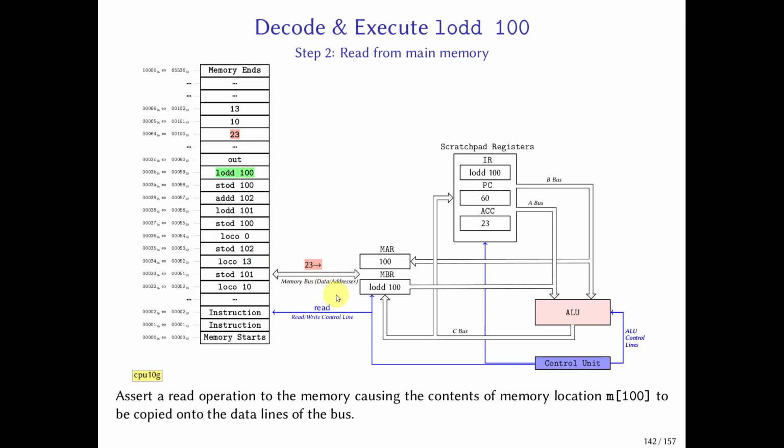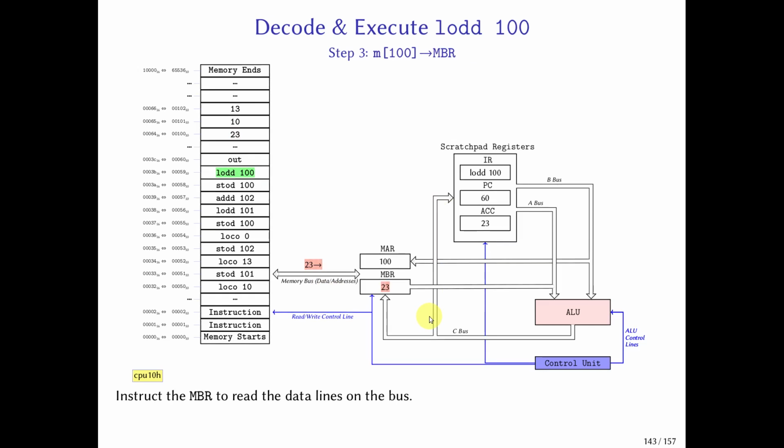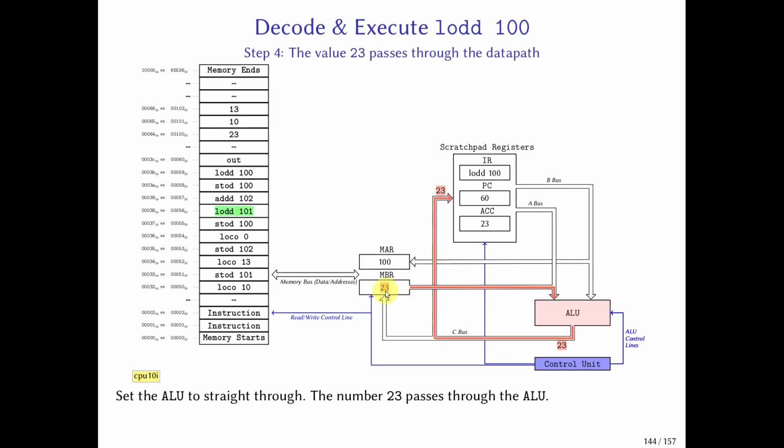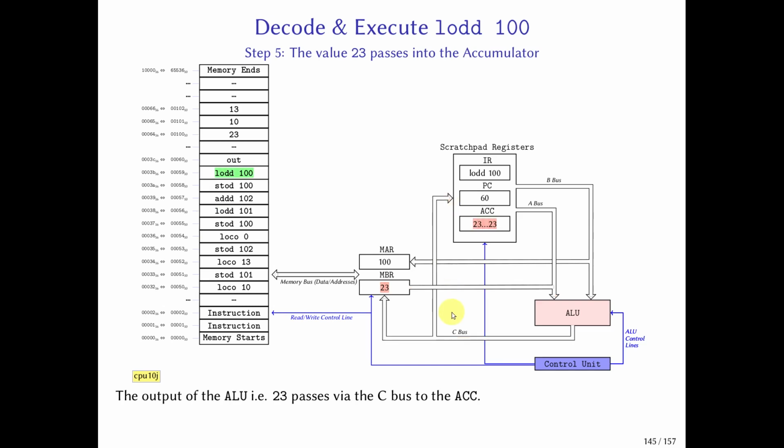23 is then asserted as an input to the CPU, and the CPU copies that value from the memory bus and puts it into the memory buffer register. Finally, that value is copied via the ALU, via the data path, and is asserted as an input into the accumulator, and then finally you can see that the accumulator takes the value 23.